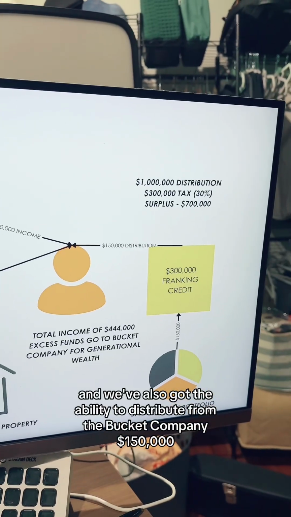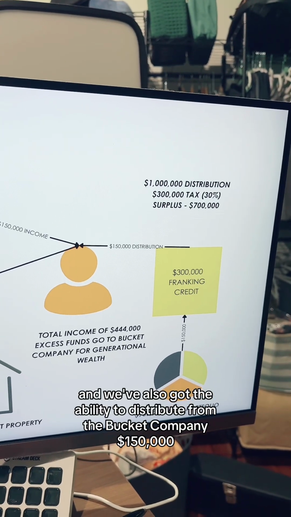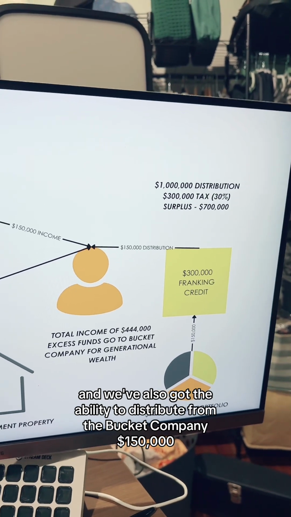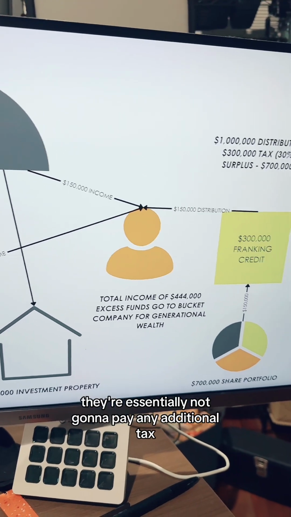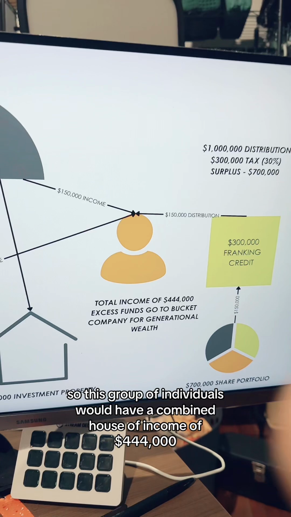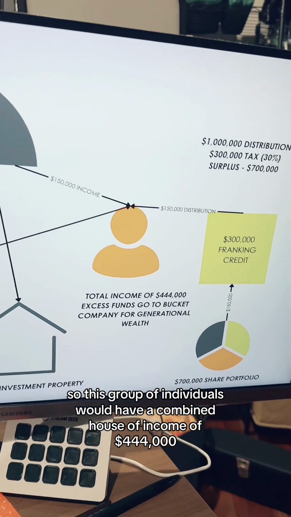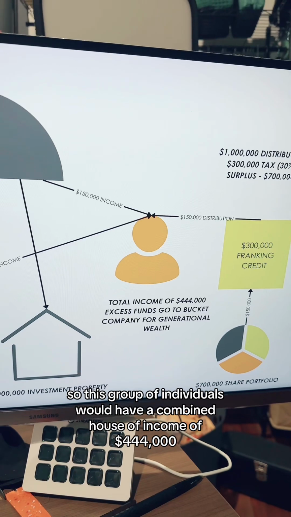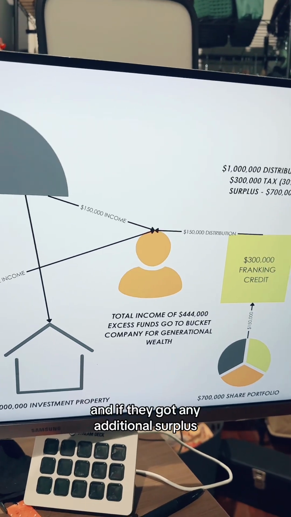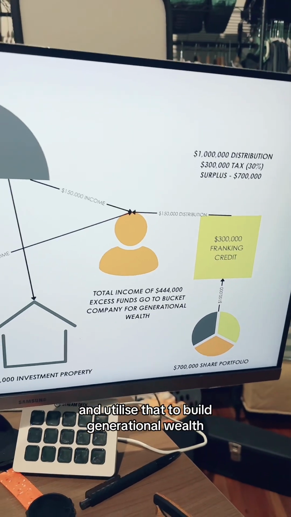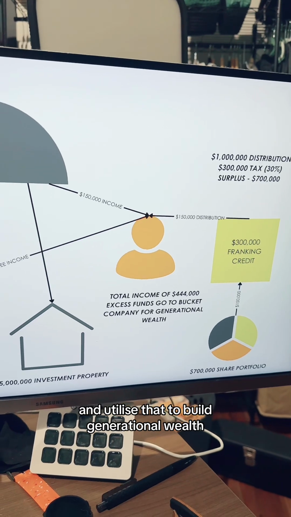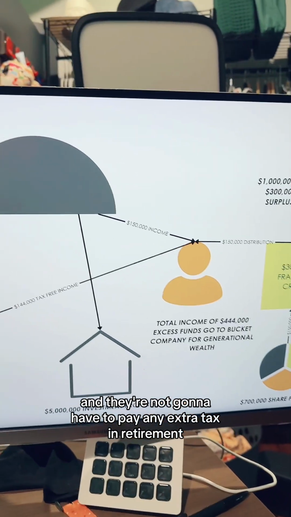And we've also got the ability to distribute from the bucket company $150,000. And because of their marginal tax rate, they're essentially not going to pay any additional tax. So this group of individuals would have a combined household income of $444,000. And if they've got any additional surplus, they can recontribute that back to the bucket company and utilize that to build generational wealth. And they're not going to have to pay any extra tax in retirement.